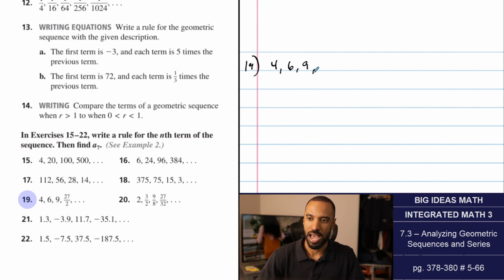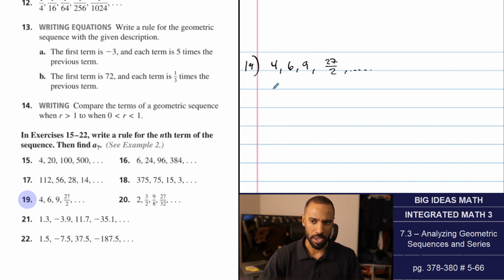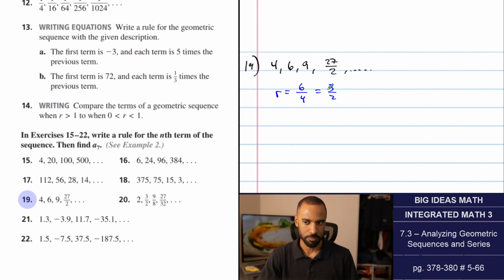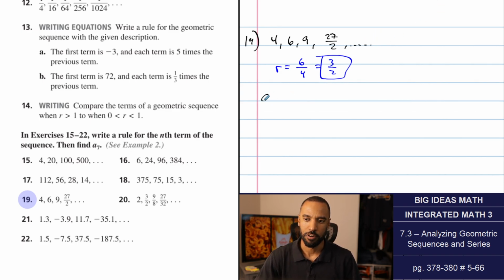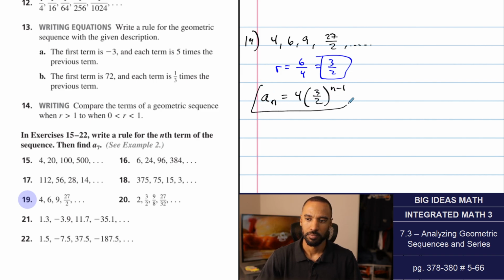4, 6, 9, and 27/2. Now, interestingly enough, this turned into a fraction, but the numbers aren't getting smaller. They're actually getting bigger. 4 times what is 6? 6 times what is 9? This is where you might want to dive a little bit more into doing the division. A term divided by the one before it, and that's 3/2. I'm going to leave it as the fraction instead of the decimal, especially since these are fractions right here. So your first term is 4. So a sub n equals 4 times 3/2 to the n minus 1 power.